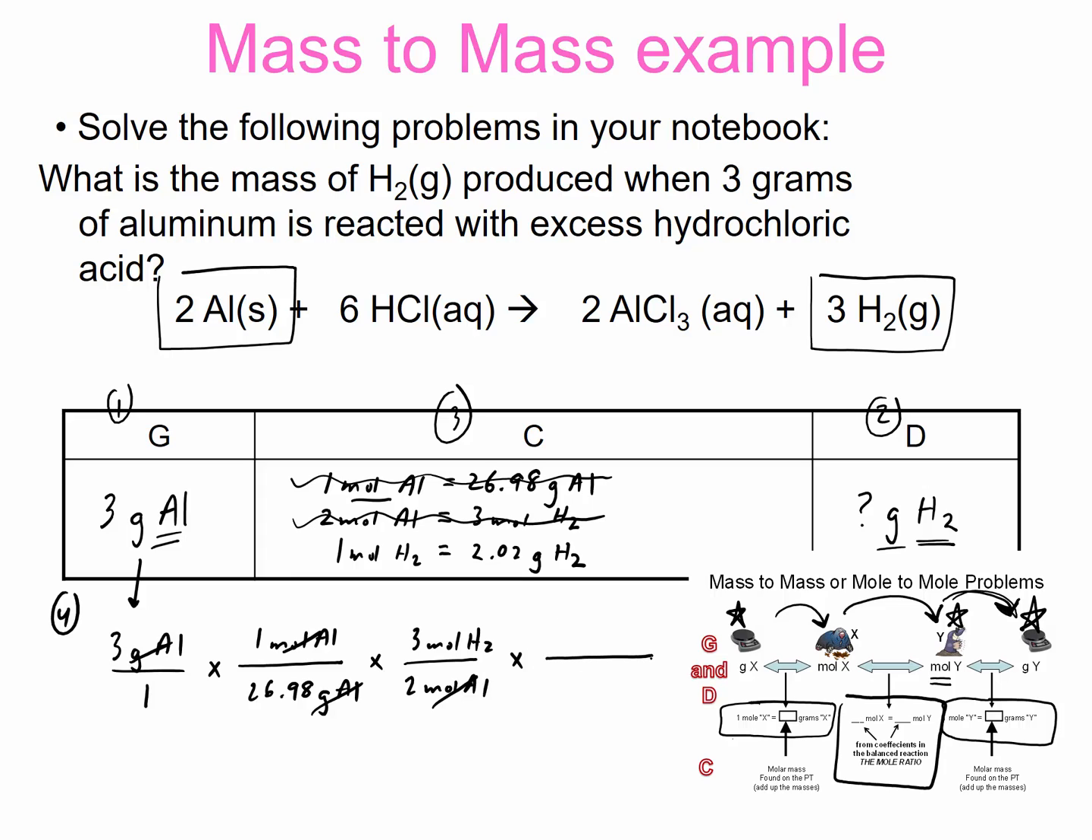And now I have moles of H2 here, and my mole of H2 is right there. So I'm going to put that 1 mole of H2 right here. I'm going to write 1 mole H2, and then 2.02 grams of H2 on top. And then those cancel. And so now I'll have to plug this into my calculator.